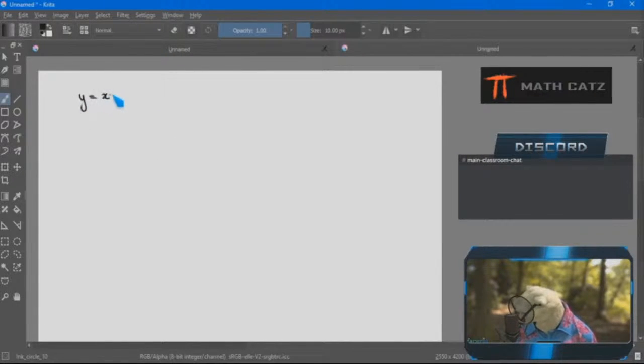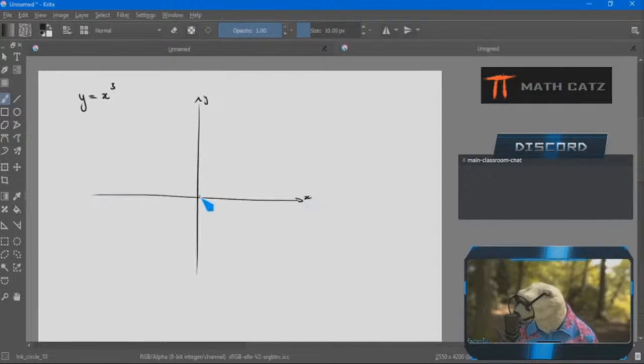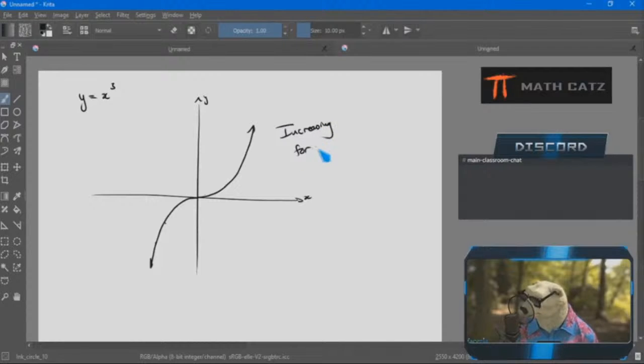Let's look at y equals x cubed. I know what the graph looks like, or I should. It is perfectly flat in the center. Yet from left to right, compare any 2 points. Any 2 points, I'm always going up. It's increasing for all x values. Yet there is a flat spot, and then it picks back up.